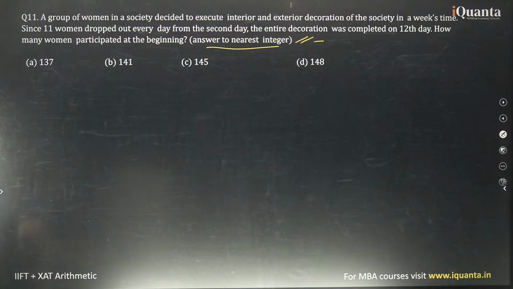Can I say that? Total work is supposed to be 7x, but because a lot of women are dropping every day, on the first day X women worked, but on the second day, only X minus 11 women worked. Is that right? Similarly, the very next day, X minus 22 women worked, and this kept on happening till the 12th day. On the 12th day, it will be X minus, I believe, 132. 11 multiplied by 12. No, this is wrong. It should be 121. Is that clear? On the first day, all the women were working, and then in multiples of 11, I am just reducing it.